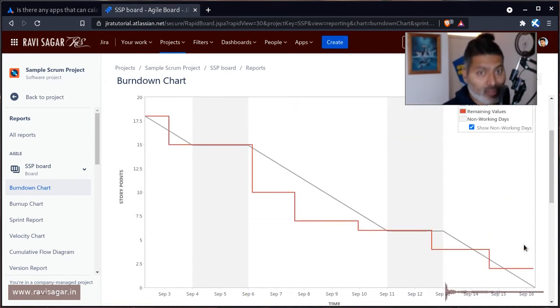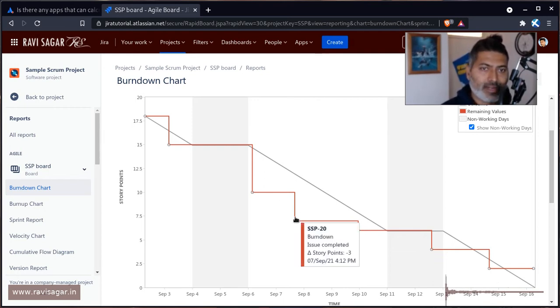this may not always be the case. For example, let us say today is 8th of September. If you look at it, this red line is actually below the baseline, which is a good thing, because you are burning your story points, or basically delivering the work, and you're slightly ahead of schedule.